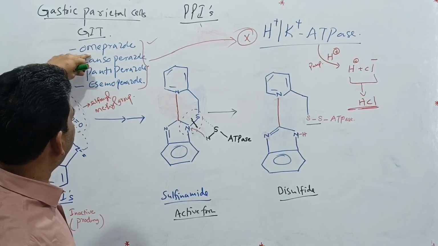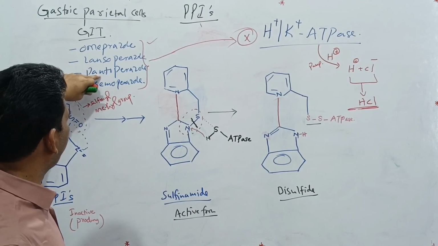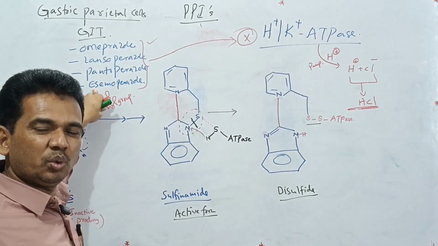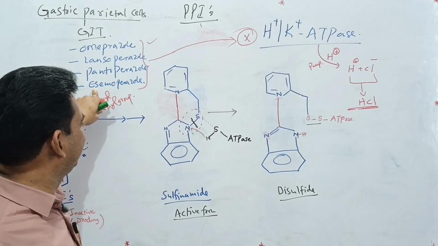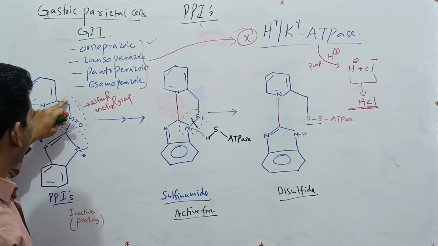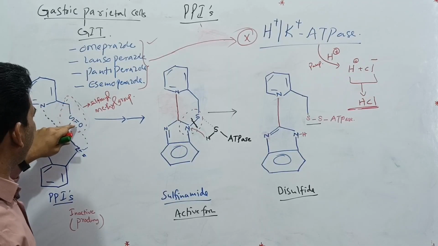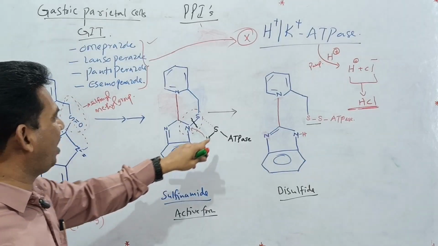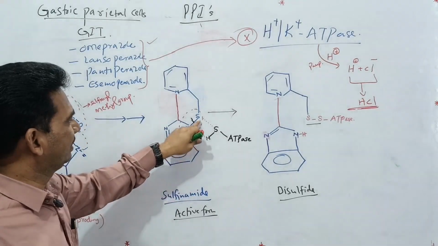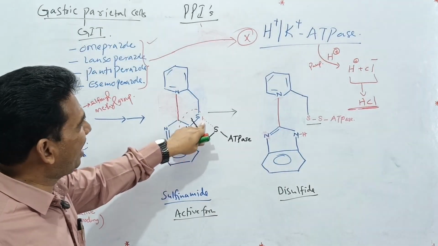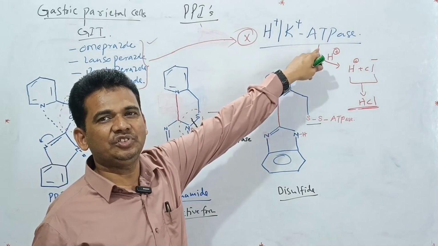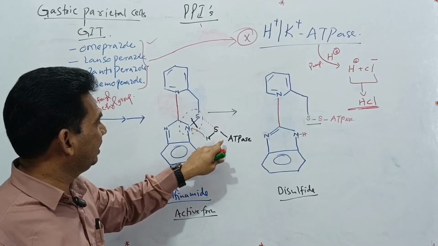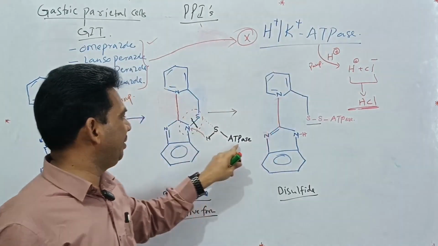All these drugs you might take, omeprazole, lansoprazole, pantoprazole, esomeprazole and rabeprazole, are having this sulfonyl methyl group. That is the reason they form the sulfonamide like this. This sulfonamide will react with the enzyme responsible for the pumping of the proton, that is H plus K plus ATPase.